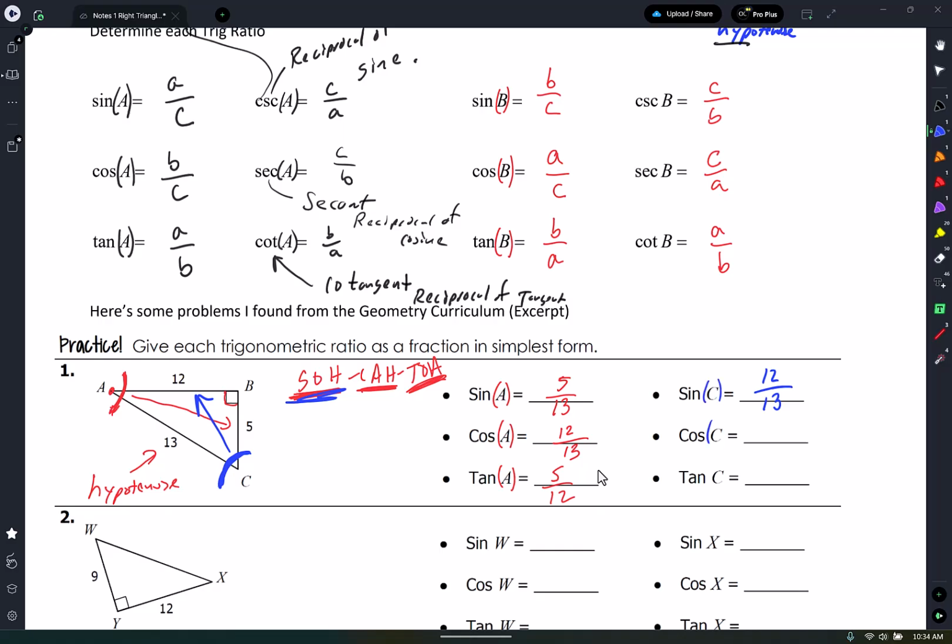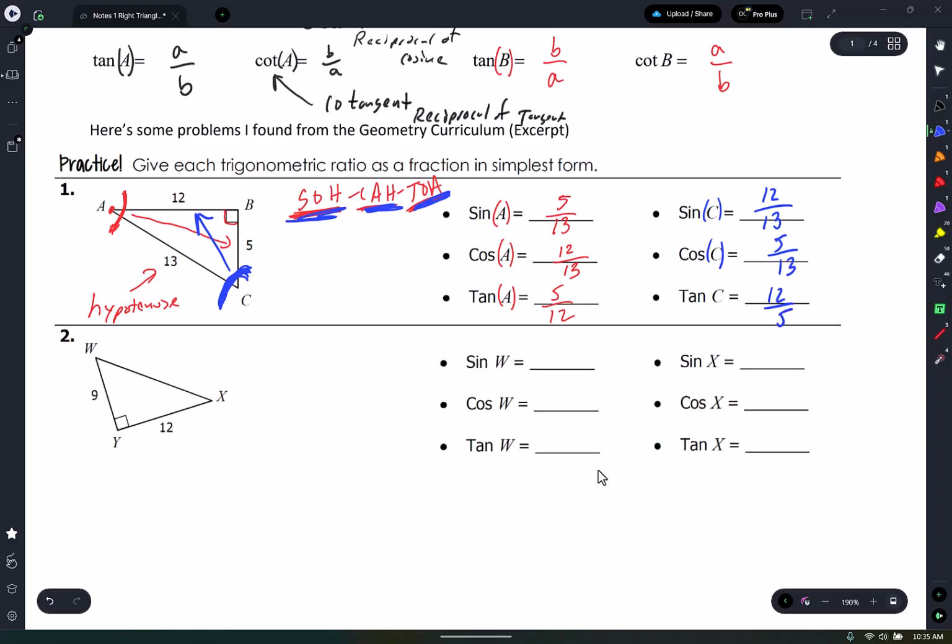Cosine C. So I go to C again, and I go cosine. Cosine is adjacent over hypotenuse. What's adjacent to angle C? 5. So 5 over 13. Perfect. And now the last one says TOA, tangent, so it's opposite over adjacent. So what am I going to write? 12 over 5. You got it. Good job, guys.